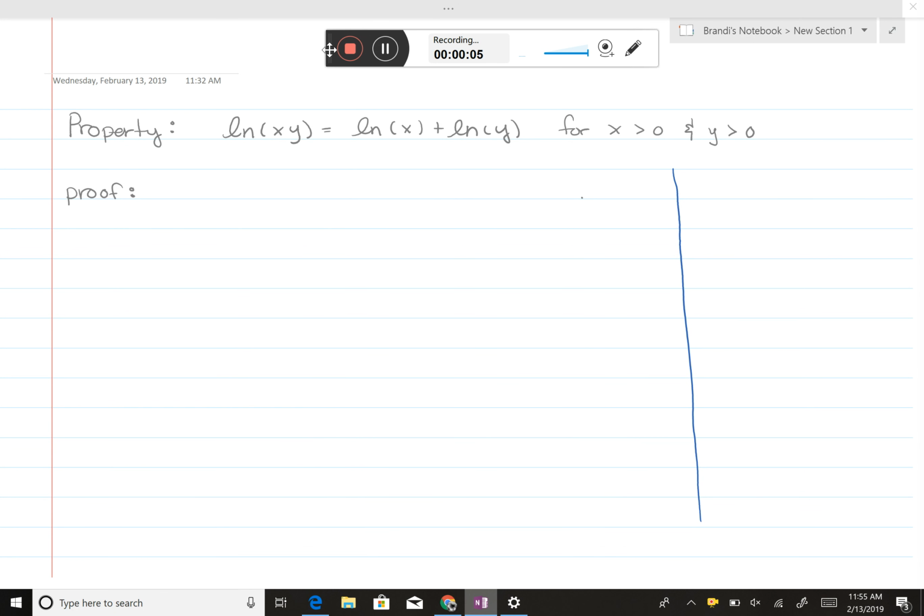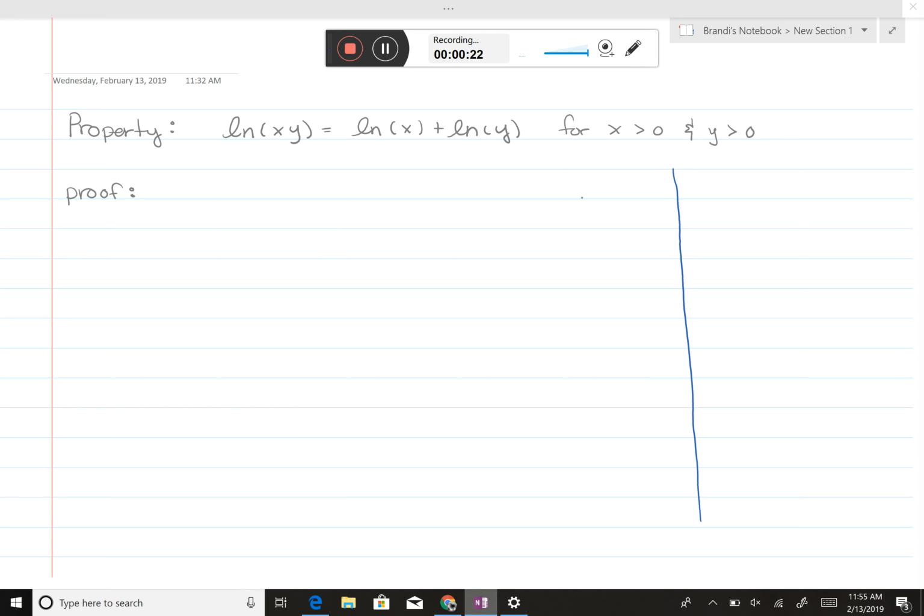Hi everyone, this is a video to go over some properties of logarithms and the power rule in general. So the first thing we want to do is go over the proof of one of the properties, which is that if we multiply two things inside an ln function, then that will turn into the addition of the ln functions.